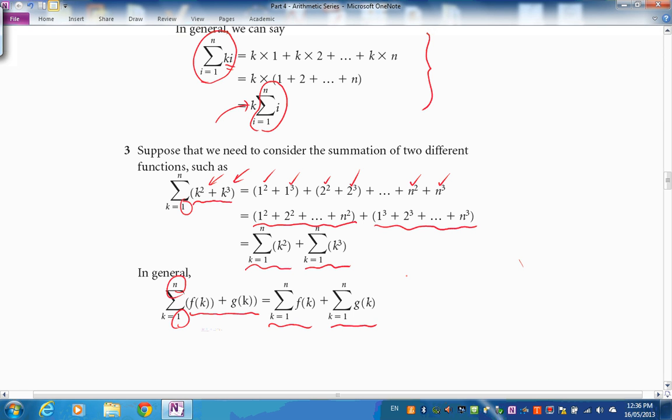That's a little bit of work with sigma notation. There's not a lot of that in this course, but you must be aware of being able to read it and understand how to generate the terms.